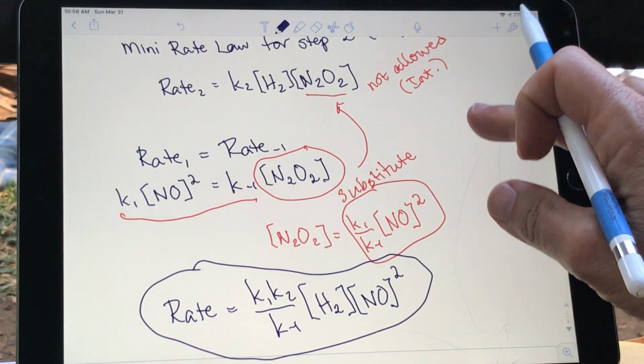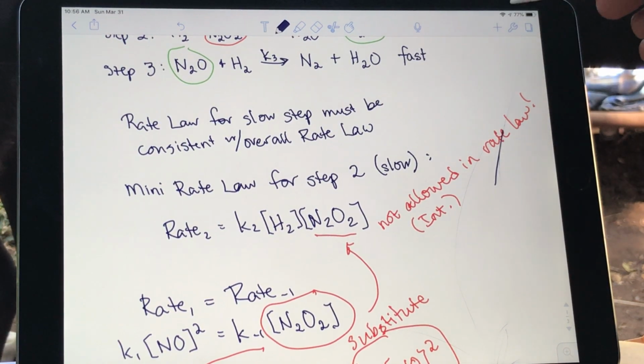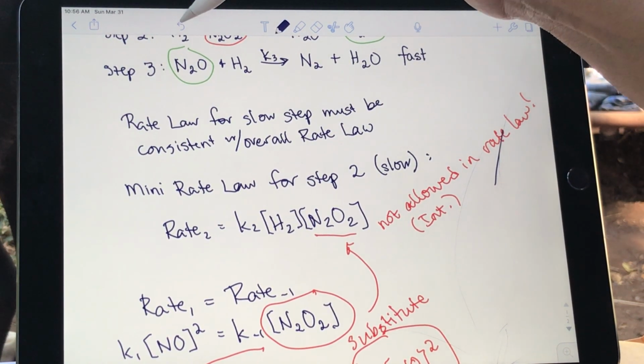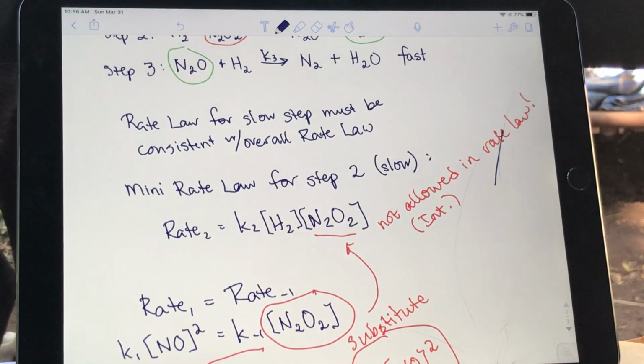Based on that mechanism that we had up there that was proposed. All right, so thank you. Hopefully that was helpful.